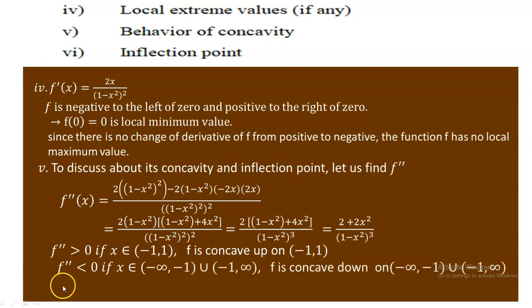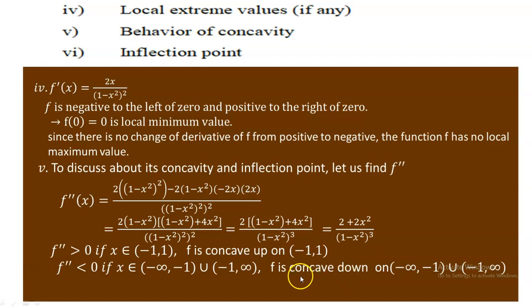And if the second derivative comes less than 0, if x is within the interval of what, students? Outside of this interval minus 1 to 1, this gets negative, okay? Because the numerator is always positive, and negative to the power of 3 is a negative number. So positive divided by negative makes negative. So within this interval it is concave down, okay?